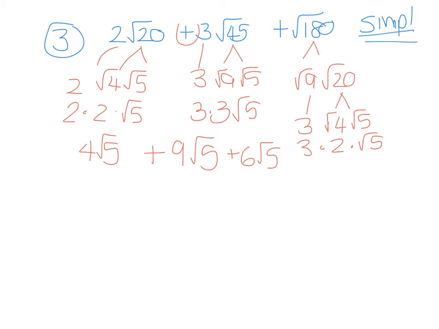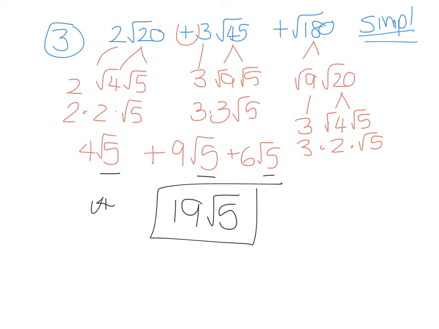And so in this problem, all the radicals now ended up the same, so we can combine 4 plus 9 is 13, and then plus 6 will give us 19 radical 5. And that will be our answer. That's the most simplified answer.